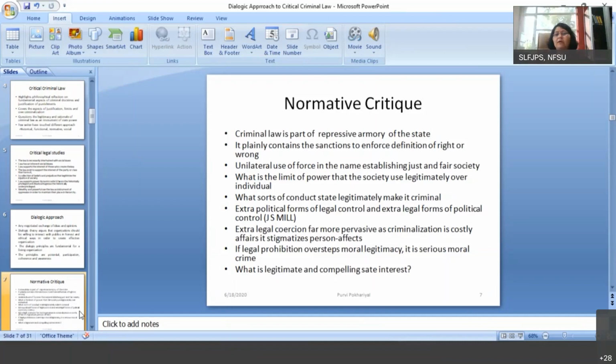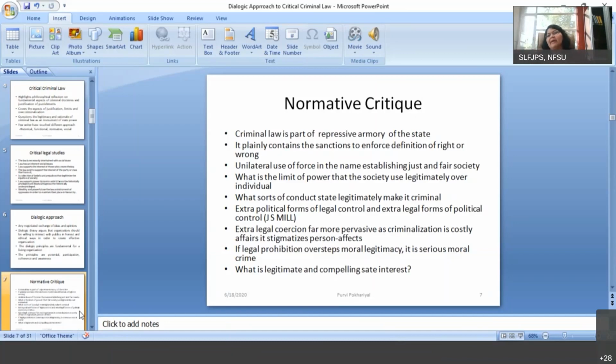Now, when we talk about the extra legal portion, I would consider that it is far more pervasive, because we all know that criminalization is a very costly affair, not in terms of the economic analysis of criminal law, but even in terms of the stigmatization that a person undergoes. How do you come to an economic analysis of the deprivation of the personal liberty of an individual when a person is being sent behind the bar during the investigation? How do you come to the cost factor, the cost benefit analysis of that particular incident?